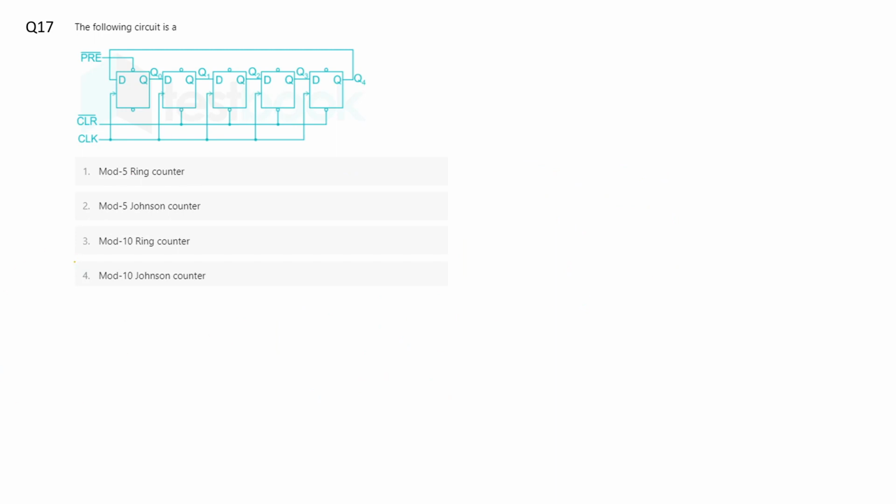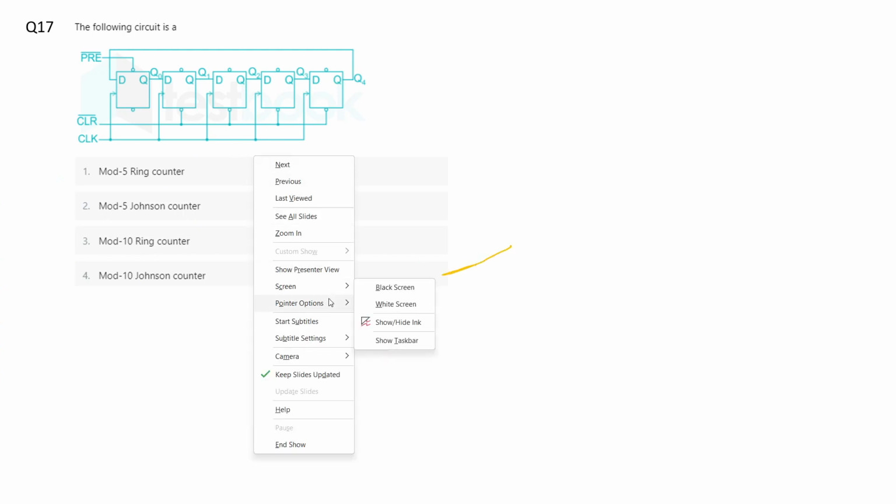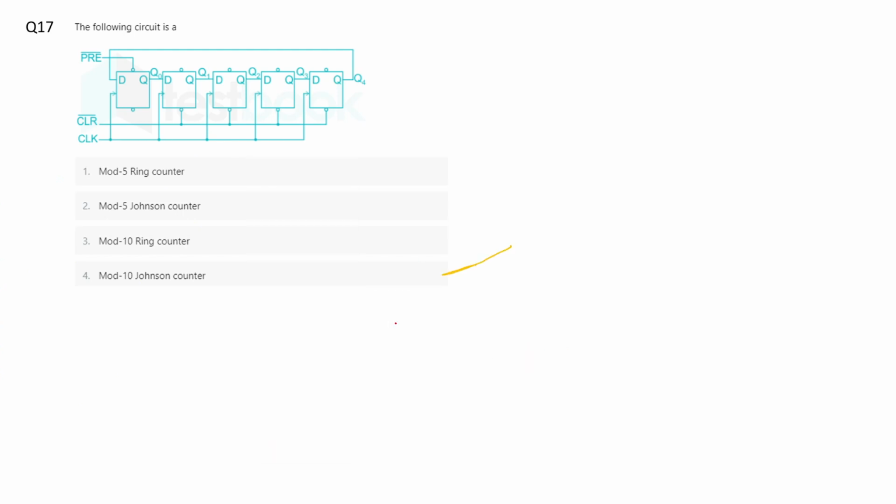The following circuit is a... so let us quickly examine the circuit. What is happening here? We have a D flip-flop whose output is connected to another D flip-flop, whose output is connected to another D flip-flop, and whose output is connected to a D flip-flop, and its output is connected to the first stage. The same clock is given to all the flip-flops, and we have this preset here and this clear here. So this is simply a ring counter.